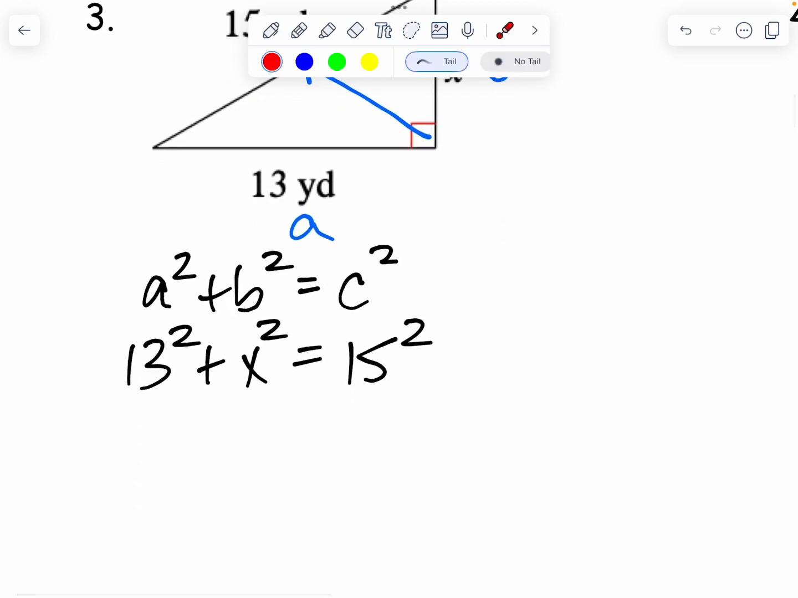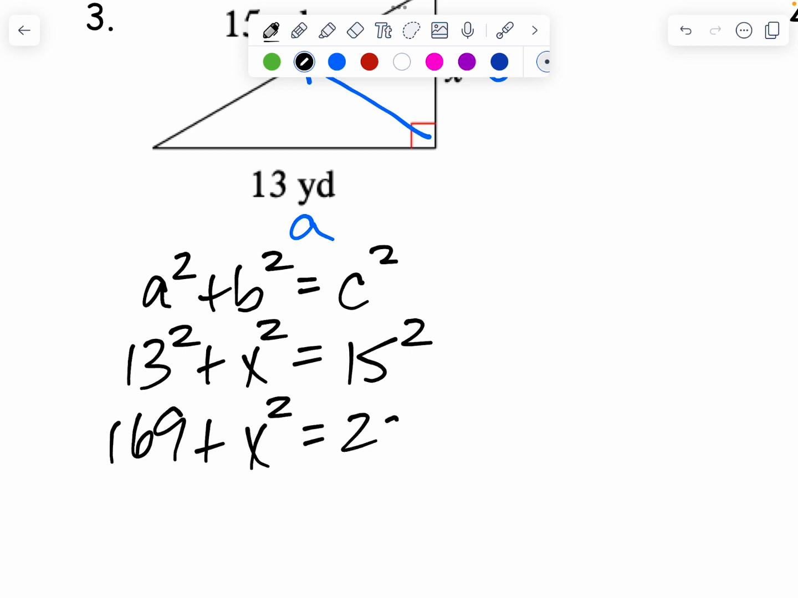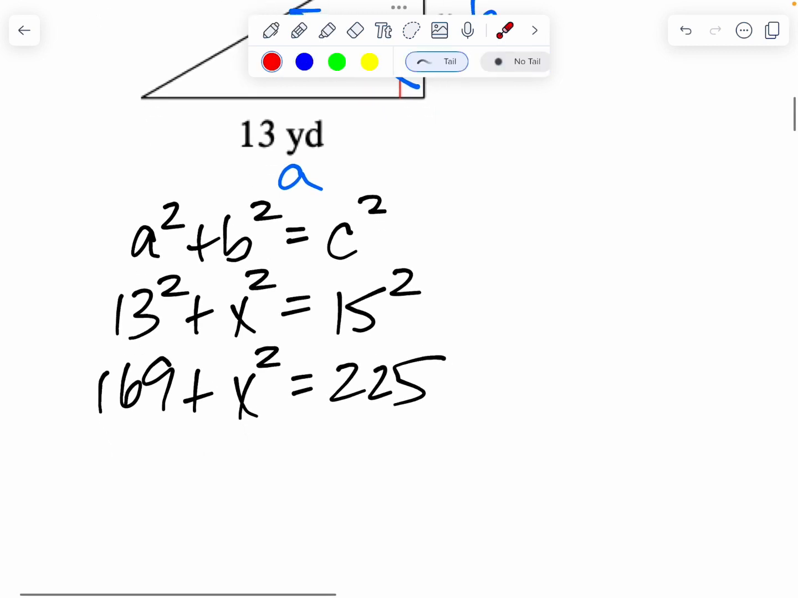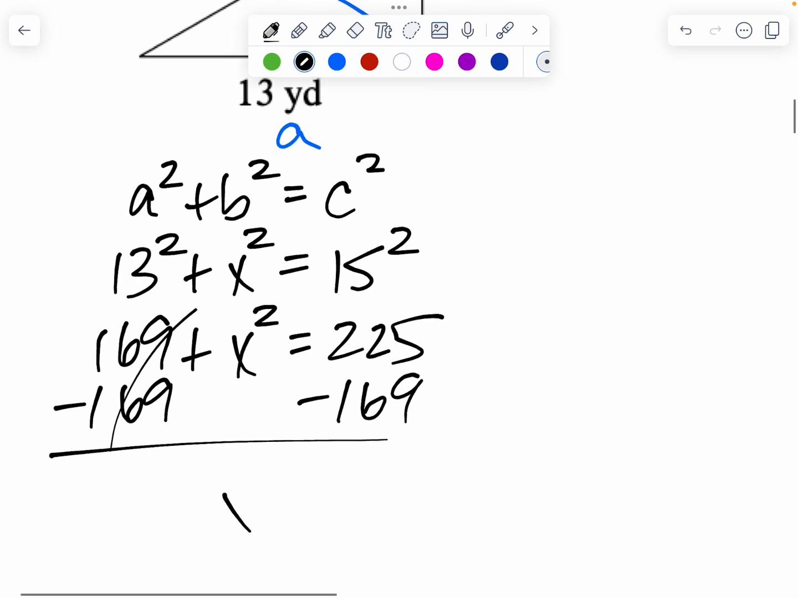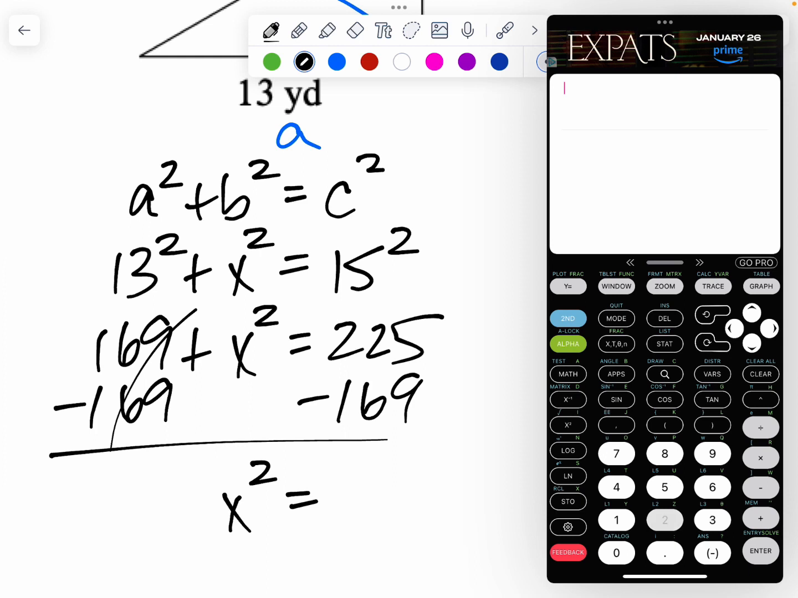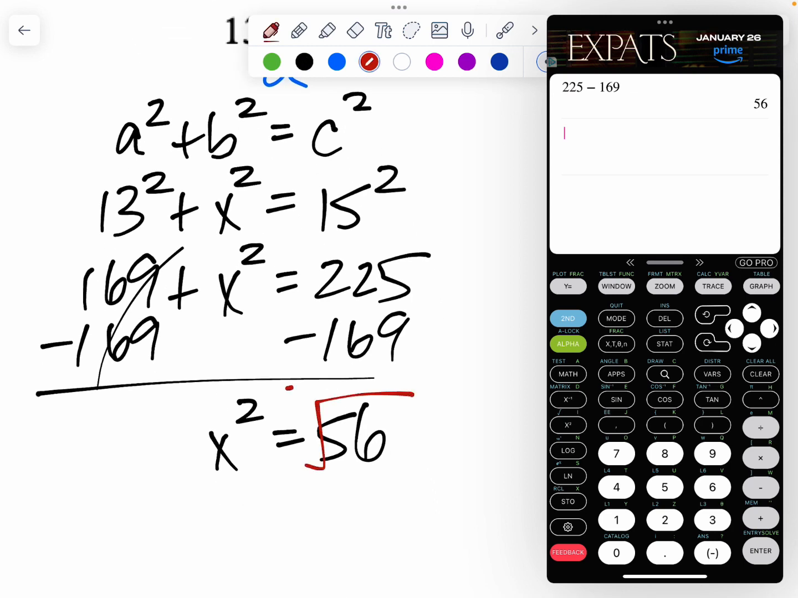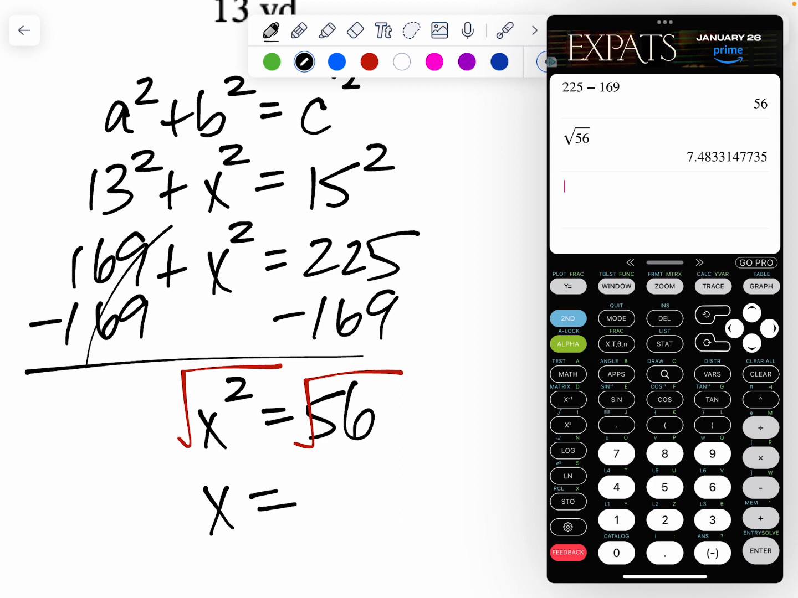Now I'm going to use my calculator. 13 times 13 is 169. And 15 times 15 is 225. And in order to get the X by itself, you guys, what I need to do is cancel this 169. It's positive, so I'm going to subtract it from both sides. I'm trying to get X by itself, right? So I've now got X squared equals, when I subtract 225 minus 169, I get 56. Okay, and then here I go. I'm going to square root both sides. And I end up with X equals, what is the square root of 56? That's about 7.5.